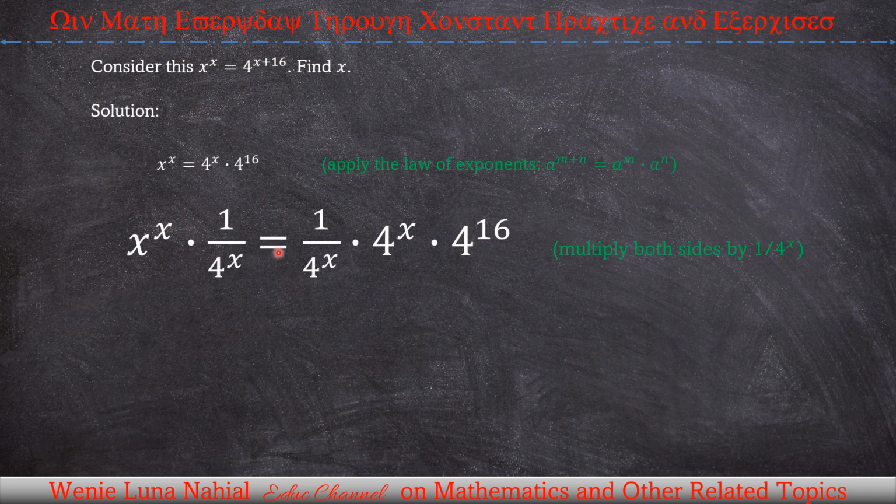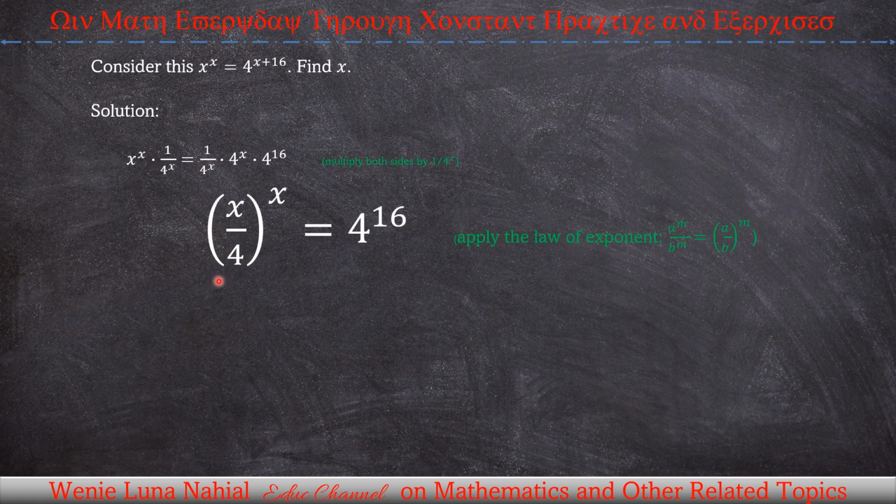And after that, we multiply both sides of the equation by 1 over 4 raised to x so that all the factors with the variable x are on the left side of the equation. So you can cancel this one. What is left at the right is 4 raised to 16. And at the left, you will get x raised to x over 4 raised to x.